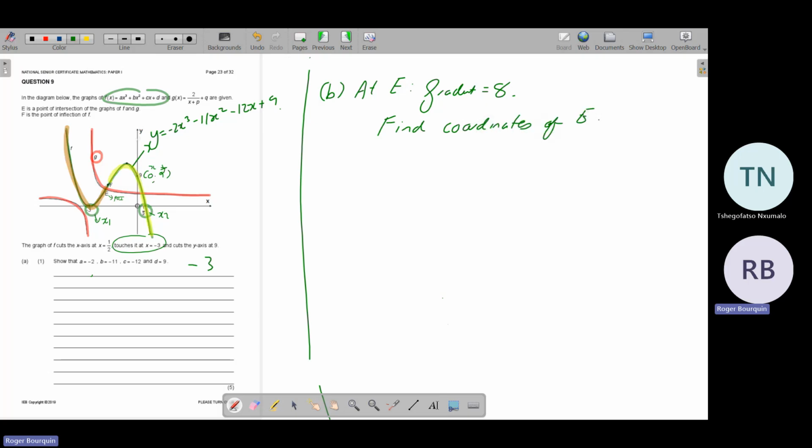So guys, what are they saying to you here? That at this point E, the gradient at that point is equal to 8. What gives you the gradient of a function? The derivative. Are they saying to you replace x with 8? No, they're saying the gradient is 8. So I would start the question like this. For a stationary point, I say gradient is 0. Here, we're finding out where the gradient is equal to 8. And what gives you the gradient? The derivative equation, right? So that's what we're trying to solve.